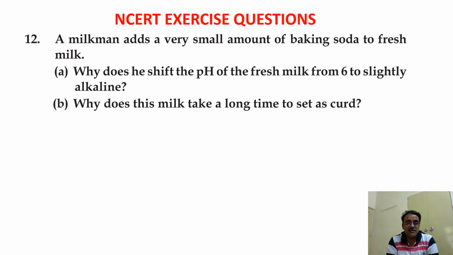A milkman adds a very small amount of baking soda to fresh milk. Why does he shift the pH of the fresh milk from 6 to slightly alkaline? Why does this milk take a long time to set as curd? So the first answer is that fresh milk is acidic in nature. On addition of a very small amount of baking soda, milk becomes alkaline and does not turn sour easily, right?